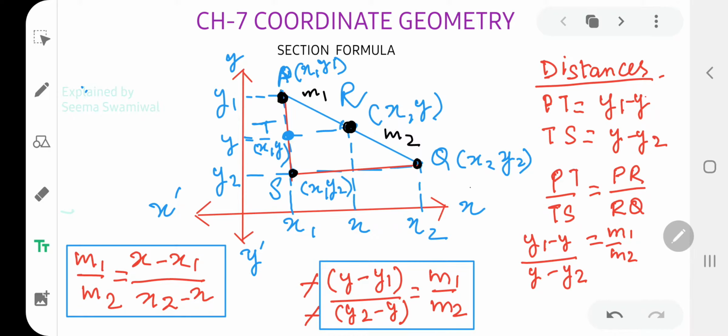So children, first of all, what we will do is drop a perpendicular. Drop a perpendicular from P to the line segment SQ. Produce a straight line from P and a straight line from Q meeting each other at the point S, perpendicular to each other. So these lines are perpendicular to each other.